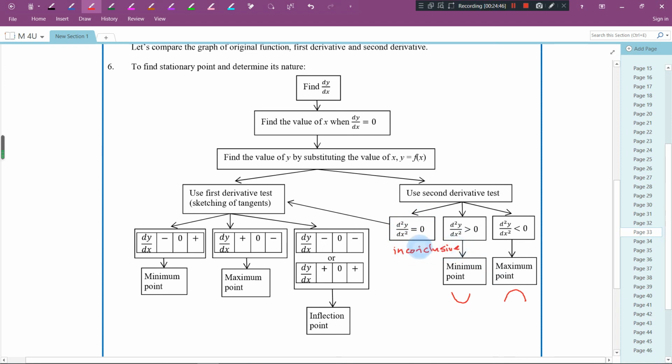That means we still cannot make a conclusion. We cannot say that, okay, this is a point of inflection. Sometimes it's not a point of inflection. So if you get d2y dx squared equal to 0, then we have to proceed, go back to the first derivative test to see whether that point is a maximum point, minimum point, or inflection point.